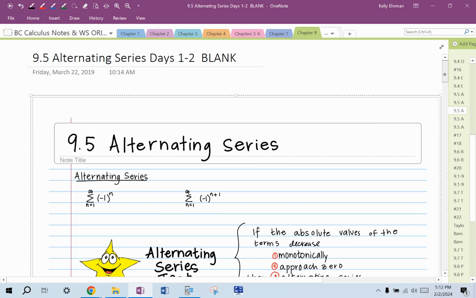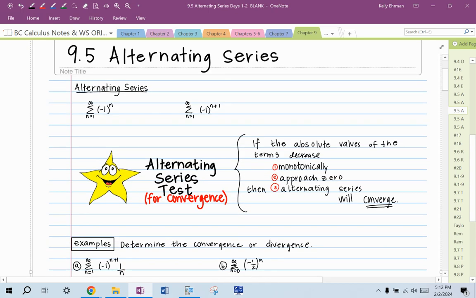Today we're going to start section 9.5 called alternating series. And this is one of the most common tests that we're going to use when we see AP problems like this. So first of all, an alternating series is a series where the terms go negative, positive, or vice versa.